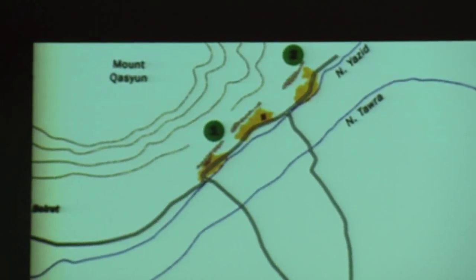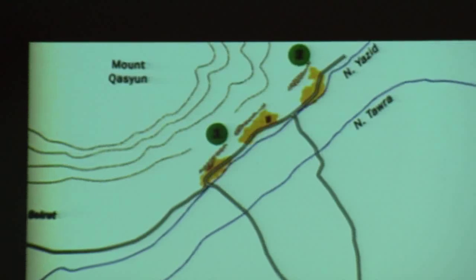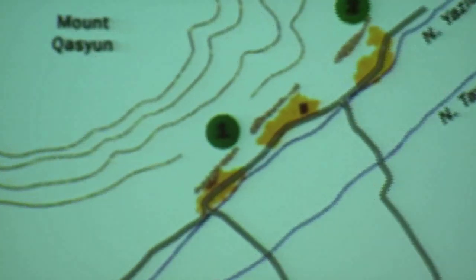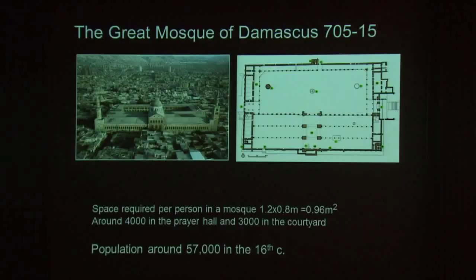And I tried to play with the figures to see if we can assess. And actually, the number of worshippers could be a maximum of 4,000 worshippers in the prayer hall and 3,000 in the courtyard. And there we're talking about them being really stacked like sardines. I didn't take into account these structures.